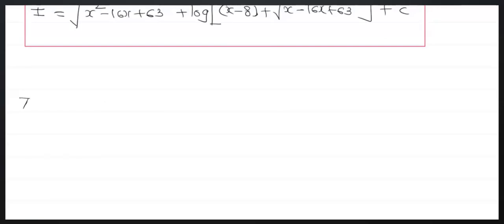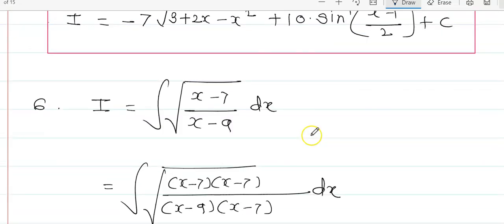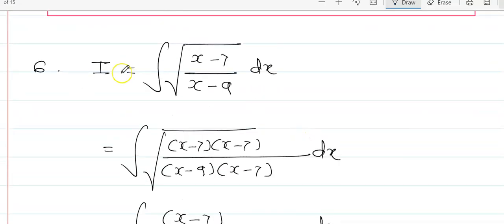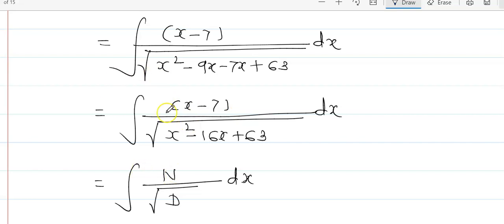Now next, see this example number 6 here. Root of, multiply and divide by x minus 7. You will get the integral of x minus 7 upon root of x square minus 9x minus 7x plus 63. That is the integral of x minus 7 upon root of x square minus 16x plus 63, the integral of numerator upon root of d.